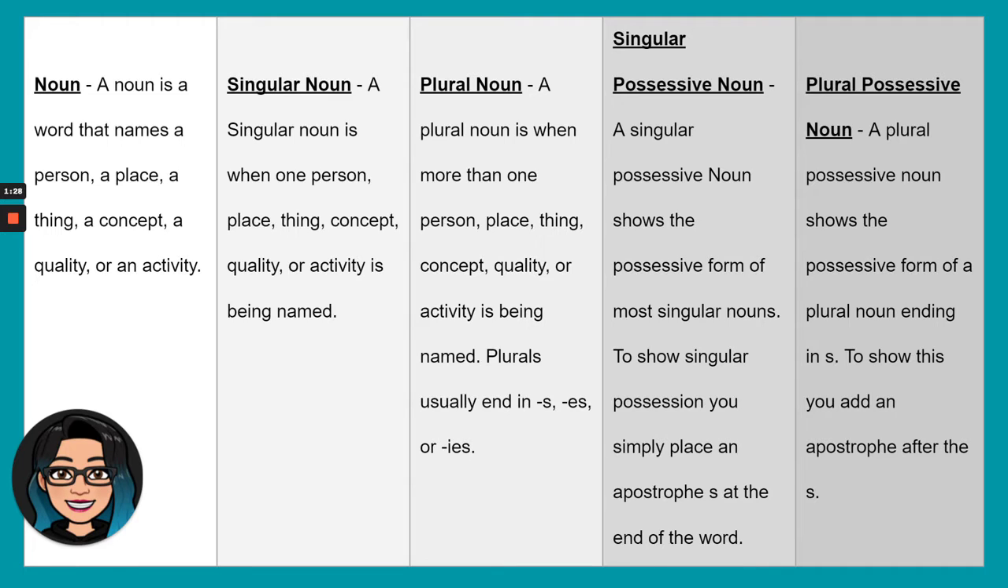Now we're moving on to singular possessive nouns. A singular possessive noun shows the possessive form of most singular nouns. To show singular possession, you simply place an apostrophe S at the end of the word. Plural possessive nouns. A plural possessive noun shows the possessive form of a plural noun ending in S. To show this, you add an apostrophe after the S.